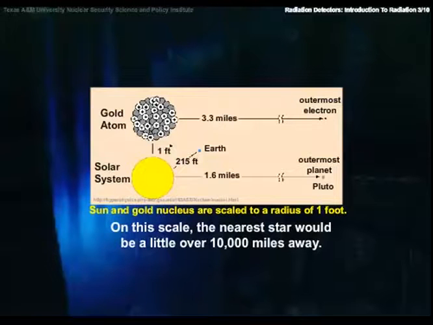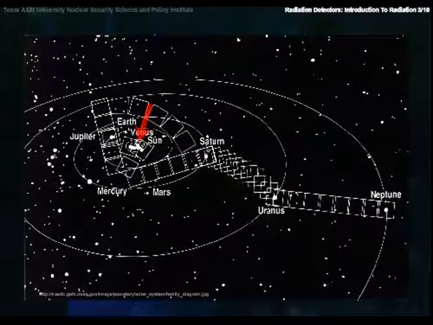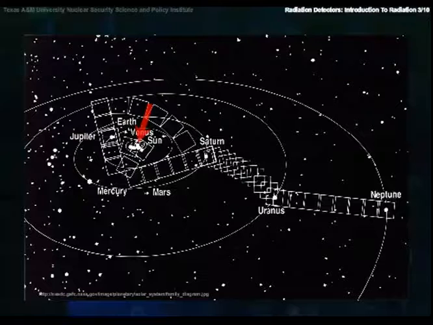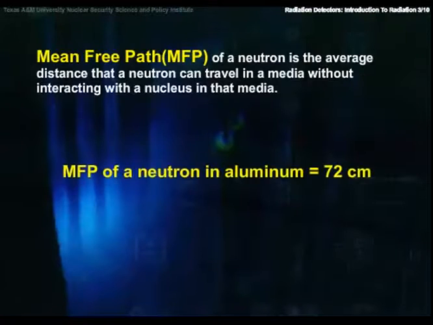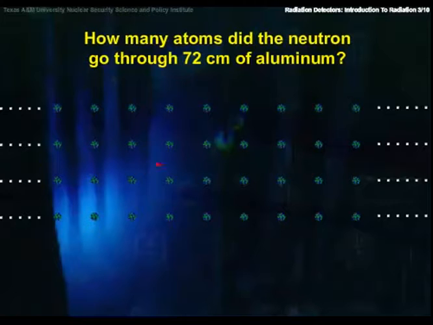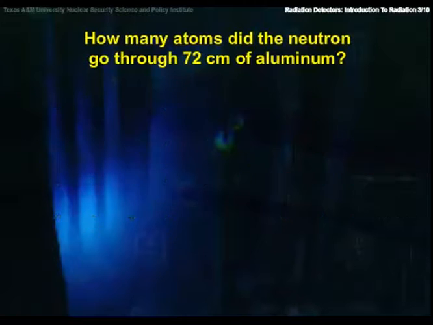Neutrons show that this emptiness in atoms is true. Think about how often you would have to shoot a laser beam at random into the solar system to finally hit the sun. The mean path for a neutron is often over 10 centimeters, and for aluminum it's 72 centimeters. How many atoms did the neutron go through?